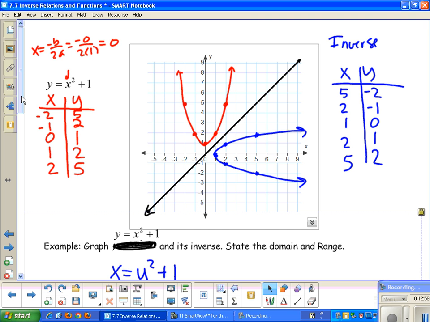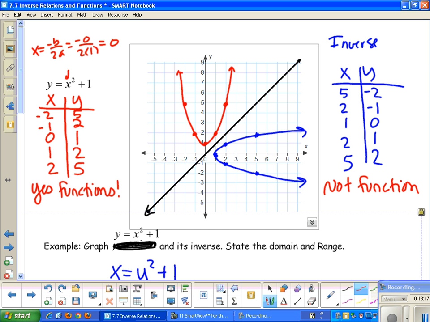So now for this, if I look at the graph that's in red, the graph that's in red is a function. So this is a function because it passes the vertical line test. If you look at my graph that's in blue, this is not a function because it does not pass my vertical line test.